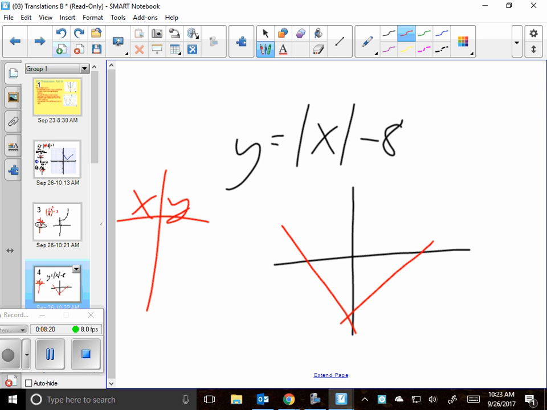XY chart, stick in any number you want. What's an easy number to put in? 1, absolute value 1 is 1. 1 minus 8, negative 7. 1, negative 7 must be on my graph. Over 1, down 7, that must be 1, negative 7 right there. See what I'm saying?